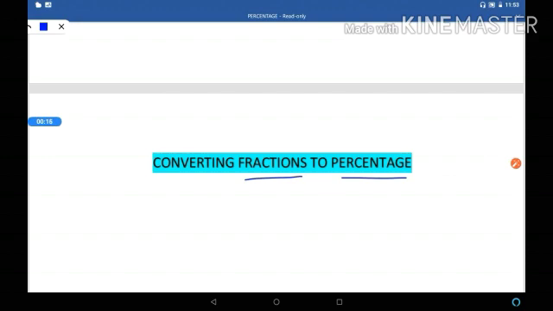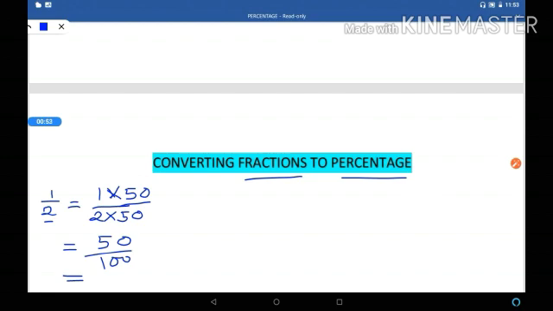Now, converting fractions to percentage. 1 by 2, convert into percentage. So, we have to make the denominator as 100. By which number do you multiply 2 to get 100? Yes, it's 50. So, multiply denominator and numerator by 50. 1 into 50 is equal to 50. 2 into 50 is equal to 100. So, it is 50%. 50 upon 100 is nothing but 50%.